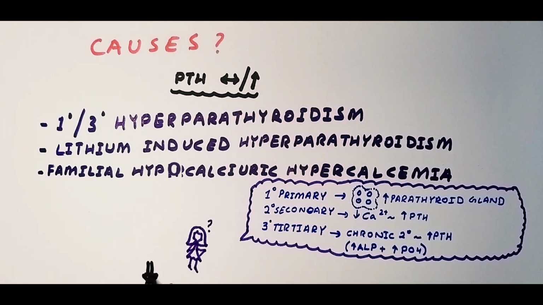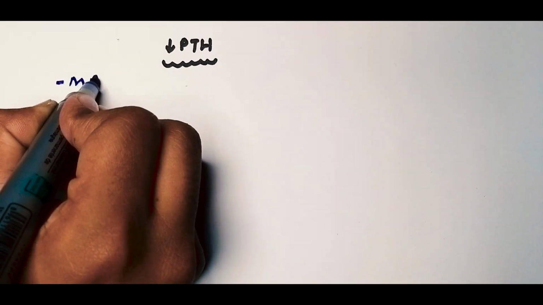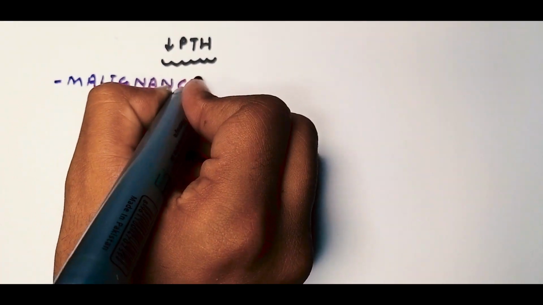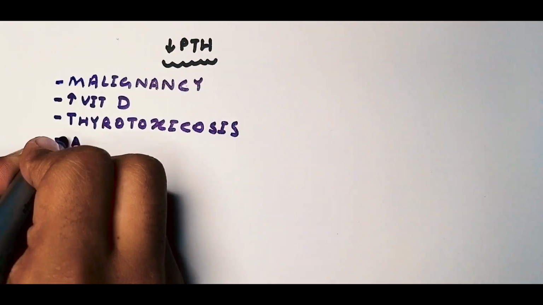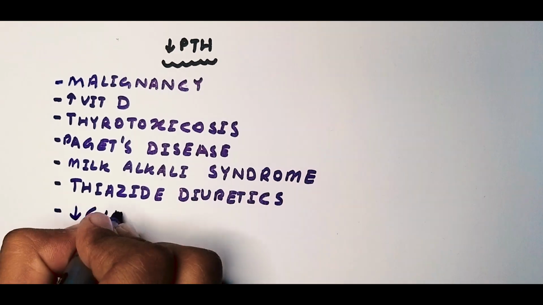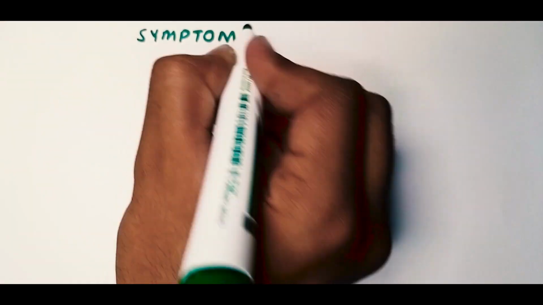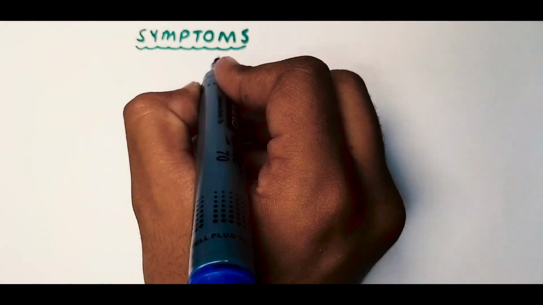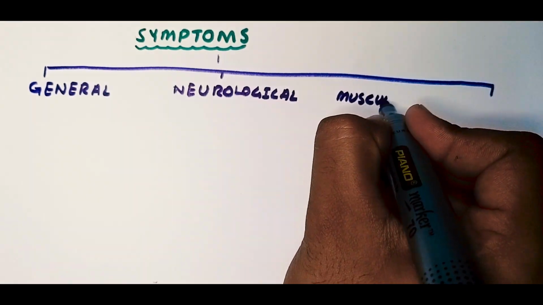Now, in cases where there is hypercalcemia in the presence of low parathyroid hormone, the leading cause is generally malignancy. Other causes being increased vitamin D intake, thyrotoxicosis, Paget's disease, milk alkali syndrome, thiazide diuretics, and decreased glucocorticoid production. The clinical presentation of hypercalcemia can vary greatly, the symptoms being divided into general symptoms, neurological symptoms, and musculoskeletal ones.